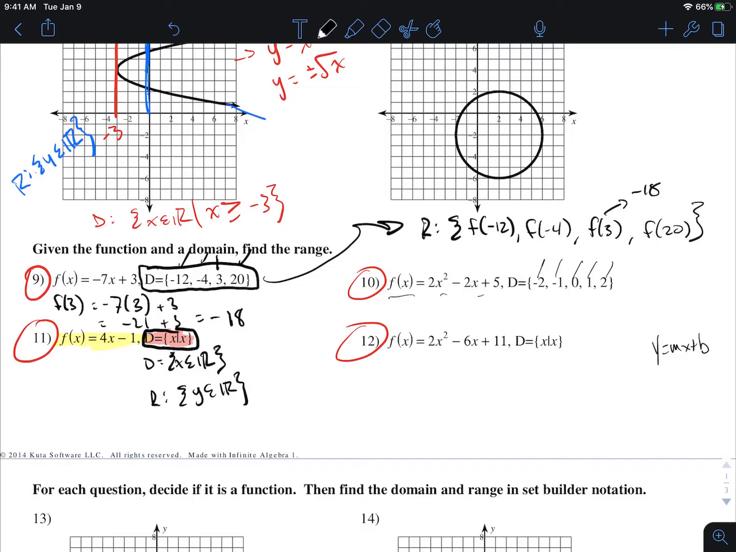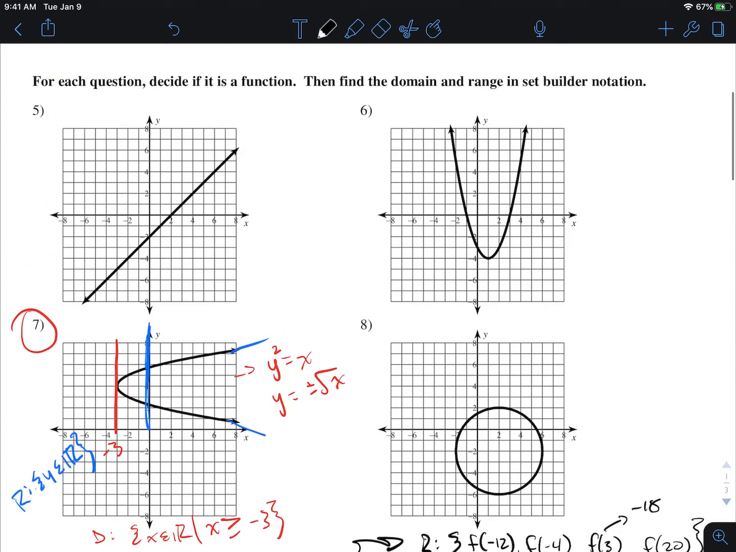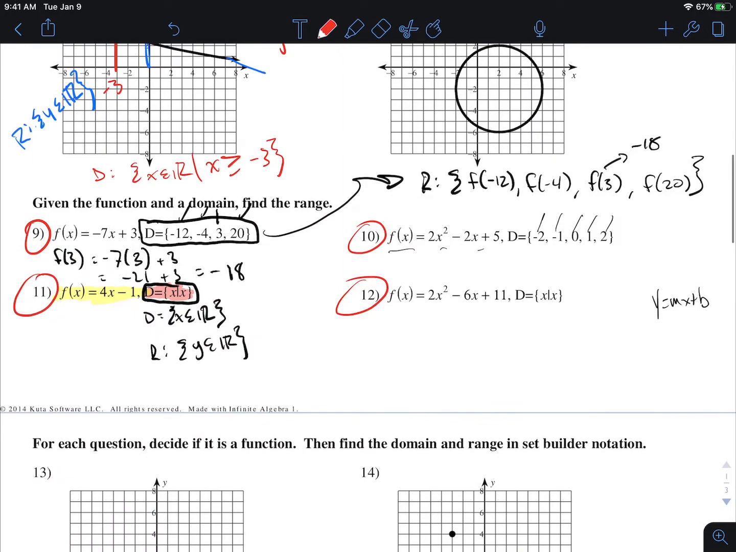So that's 11. And then 12 is a little bit more complicated, but remember what 12 was. 12 looks like this. It's a parabola, right? So when I contained my parabola, I knew that the x values could go on forever in both directions, right? Which is why this has the domain that it does. That's just the domain is any real number.